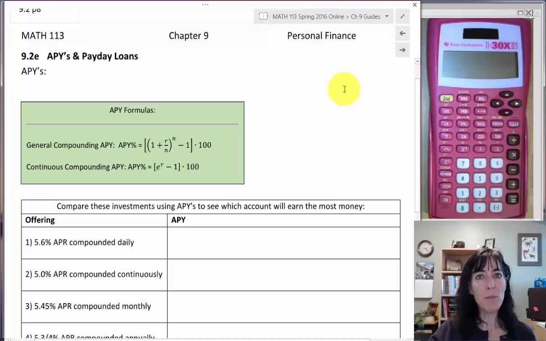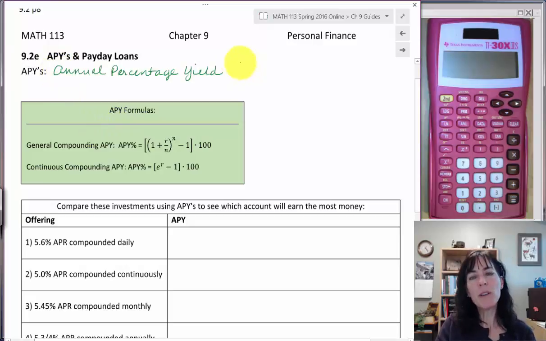We want to talk about APYs, and then we'll also talk about payday loans, but first APYs. APYs are annual percentage yields. Remember, yield is what you get in return or you get back. Like if you have a big yield from a harvest, it means you were able to harvest a lot of crops. Annual percentage yield is how much you'll get back when you deposit money to gain interest.